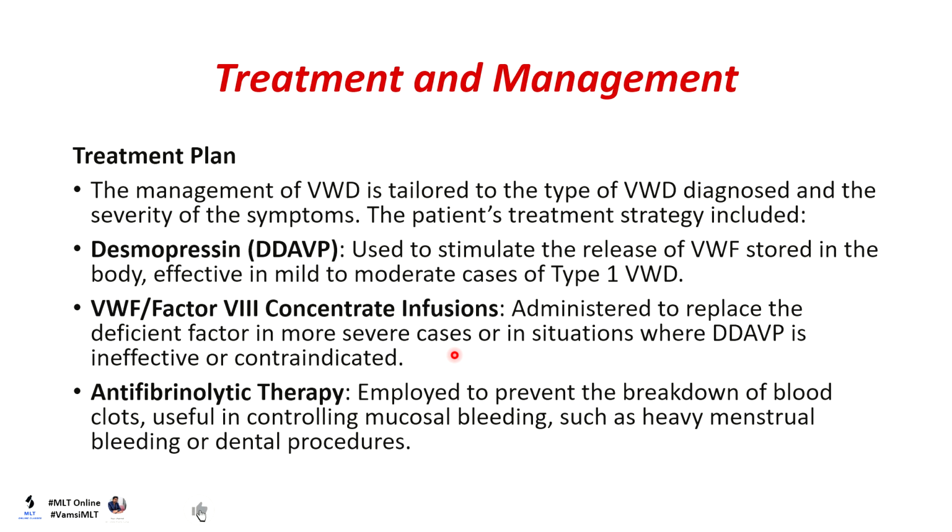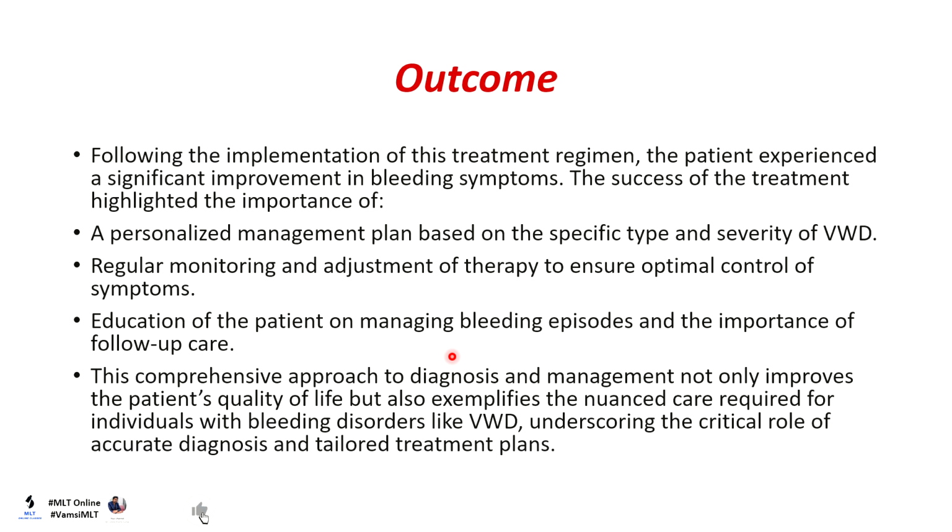So this is employed to prevent the breakdown of blood clots, useful in controlling mucosal bleeding such as heavy menstrual bleeding or dental procedures. So the outcome: following the implementation of this treatment regime, the patient experienced a significant improvement in bleeding symptoms. The success of the treatment highlighted the importance of a personalized management plan based on the specific type and severity of von Willebrand factor disease, regular monitoring and adjustment of therapy to ensure optimal control of symptoms, education of the patient on managing bleeding episodes, and the importance of follow-up care.